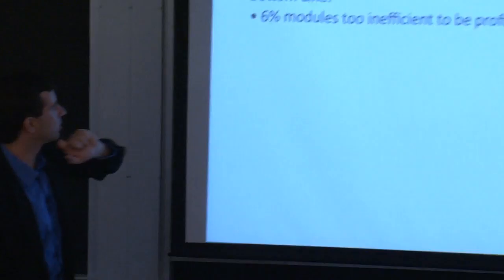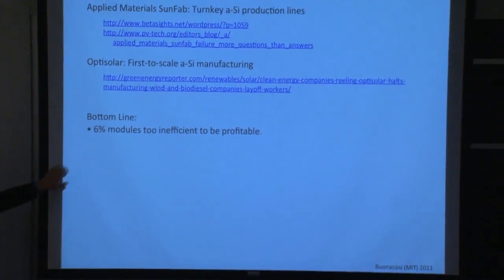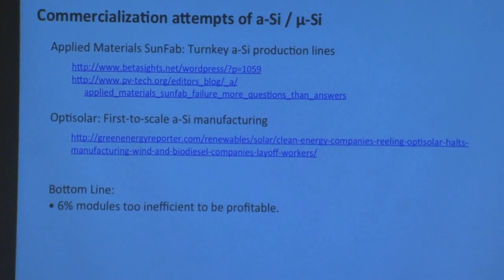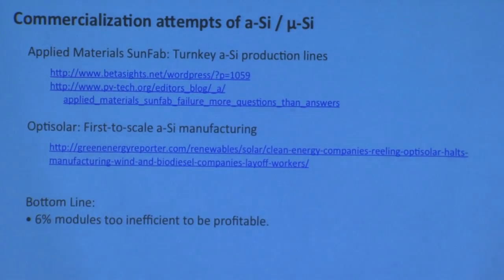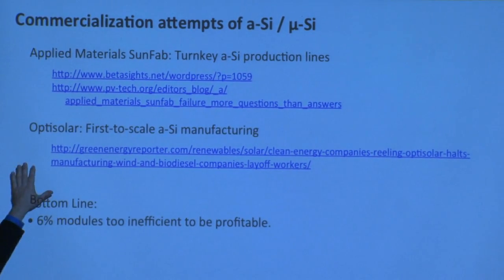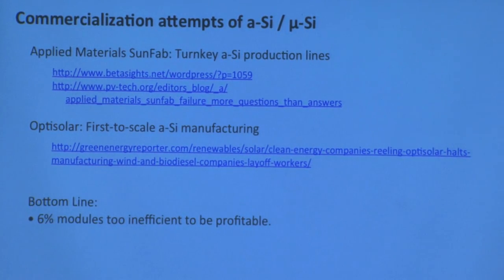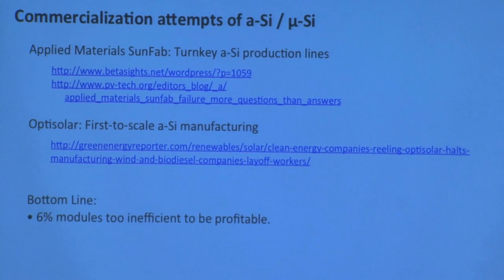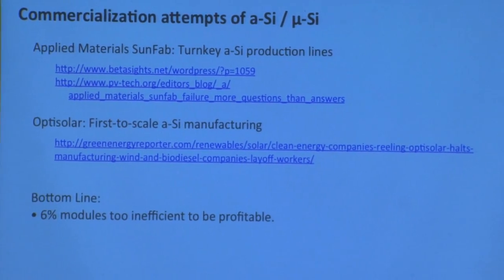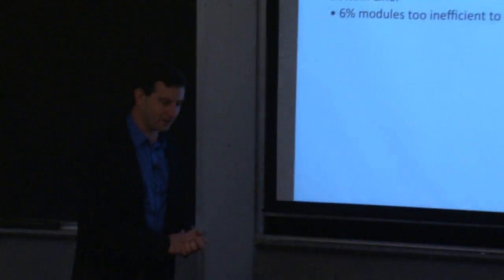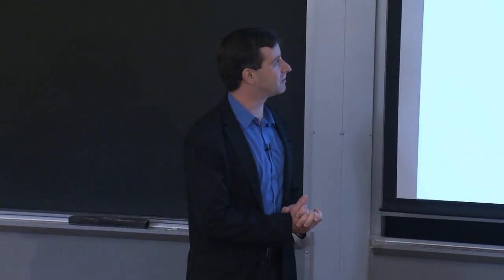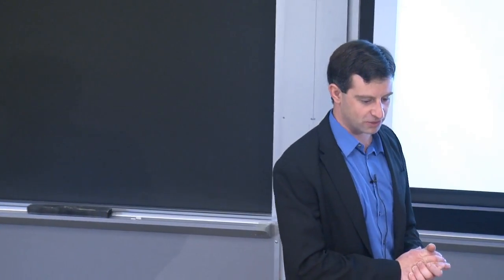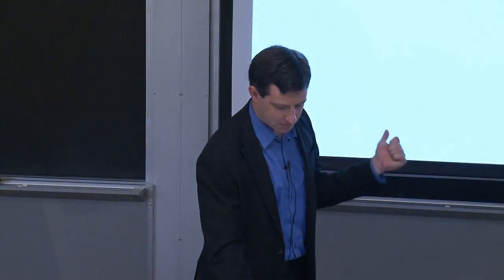This lists some of the commercialization attempts. And the bottom line, at the end of the day, was that 6% modules were too inefficient to be profitable unless you reach scales of, say, gigawatts. And believe it or not, there was one company out there called OptiSolar. The business plan was literally to scale up to a gigawatt, faster than everybody else. And even though it was lower performance, the sheer size and scale of the manufacturing facility would reduce the cost of the amorphous silicon relative to crystalline silicon competition. Unfortunately, OptiSolar didn't make it either.